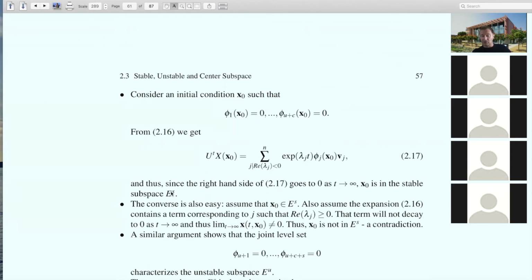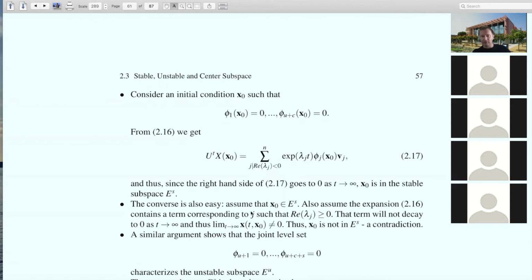All right. So now we proved that if x0 satisfies this property here, so it's in the zero level set of unstable and center eigenfunctions, then it's in the stable subspace. Let's do the converse. So assume that x0 is in the stable subspace, and also assume that our expansion contains a term such that the real part of lambda j is bigger than or equal to zero. So something like this, but not summed over all real part lambda j less than zero. There is at least one in which it's bigger than or equal to zero.